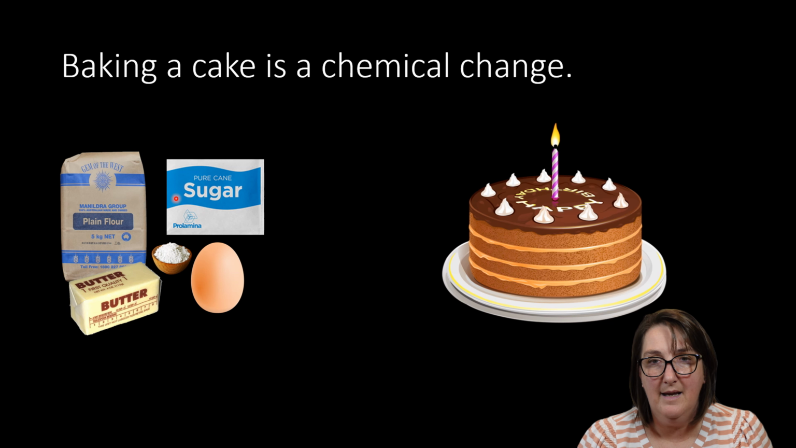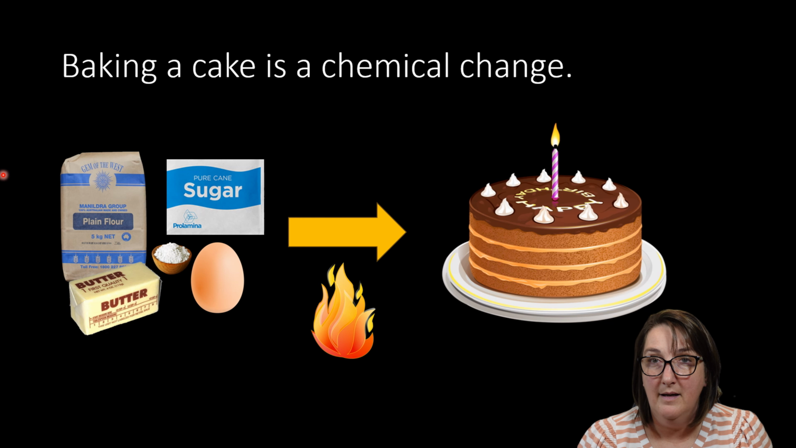So baking a cake is a chemical change. I take all of these substances, I put them all together, and I stick them in the stove. And if I just stick it in the stove, nothing's going to happen. Because what do I need to do to be able to bake the cake? I need to add heat.